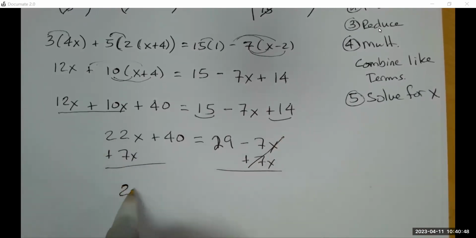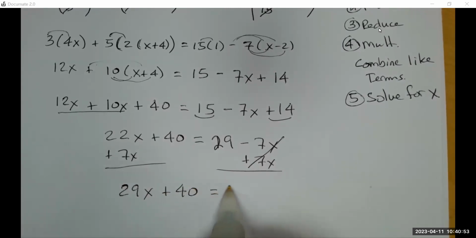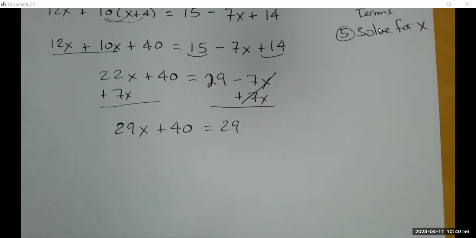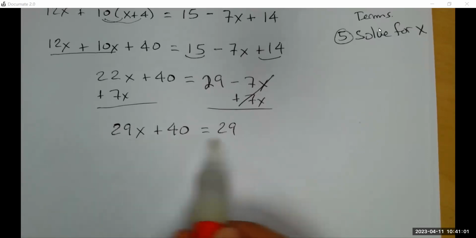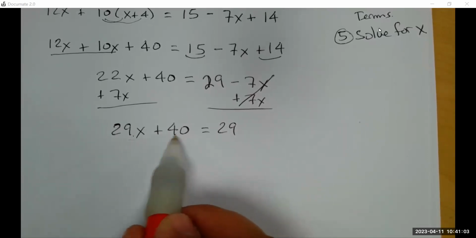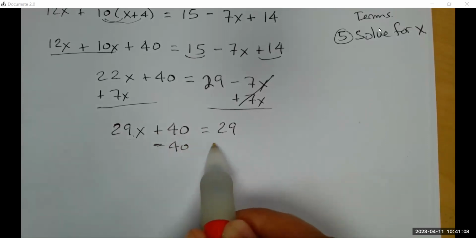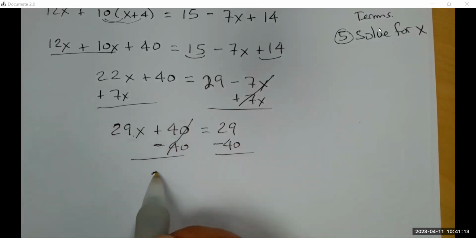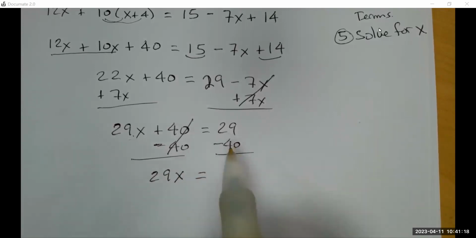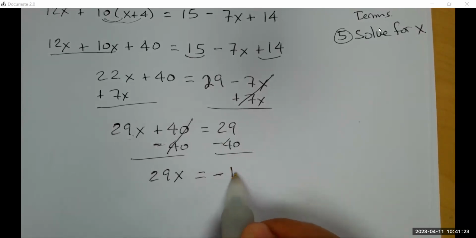22 plus 7 is 29. Plus 40 equals 29. There's only one x in this whole equation, so I have to get rid of the non-x's. It's a positive 40, so I have to subtract 40. Since 40 is bigger than 29, the answer is negative. 40 minus 29.